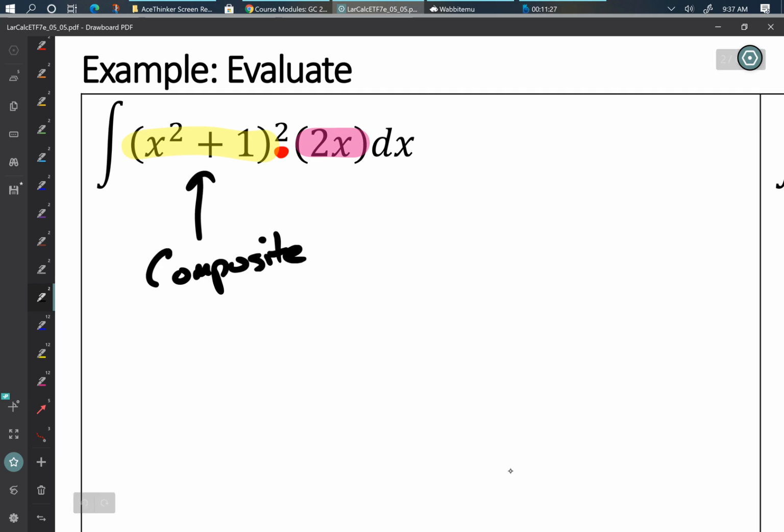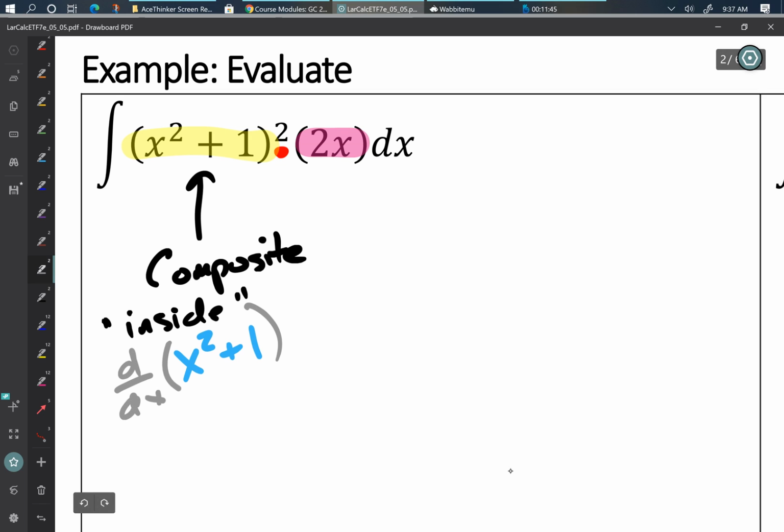Okay? And so what is the inside part of the composition? Well, the inside part of that composition is x squared plus 1. And if you took the derivative of the inside part of that composition, you would get 2x, which is the other part of our integrand.